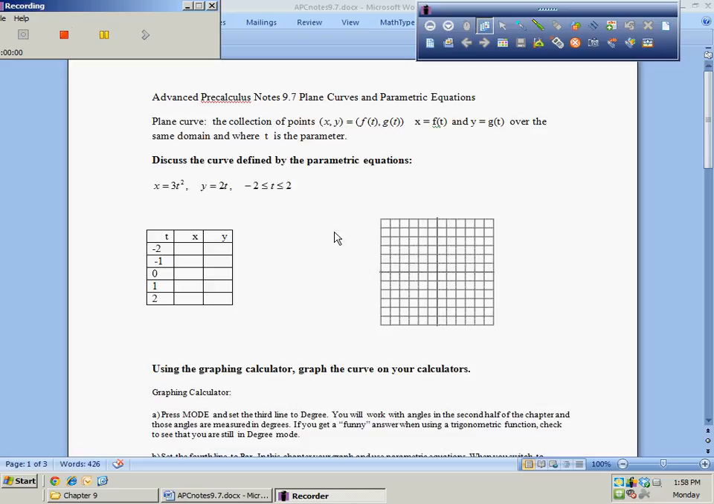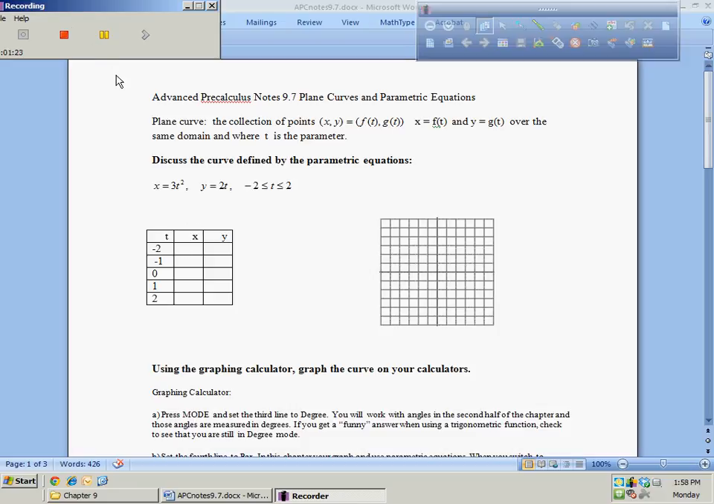when you have things where time is a variable, like in projectile motion, where you're throwing an object into the air, or you have trains trying to catch each other or something like that. But that's when you use parametric equations.